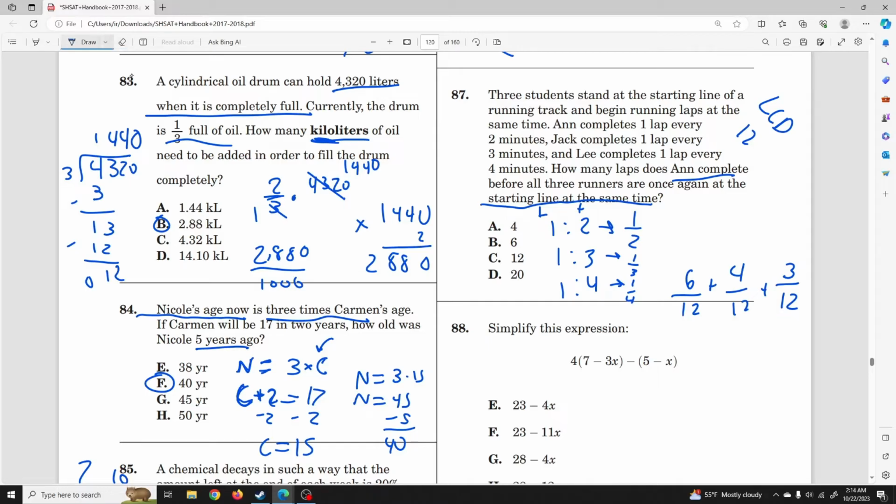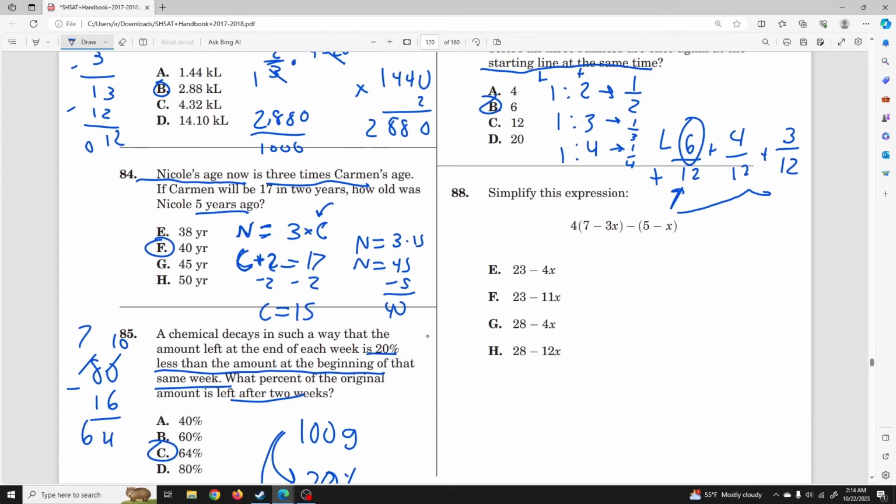So if here we have time and here we have laps, it's saying how many laps does Anne complete before all 3 runners are once again at the starting line at the same time? Well, here it took her 6 laps, for 12 minutes to pass and for everyone to be at the same point.